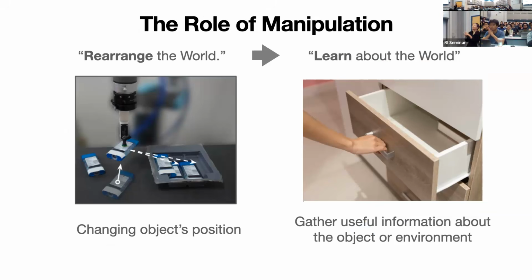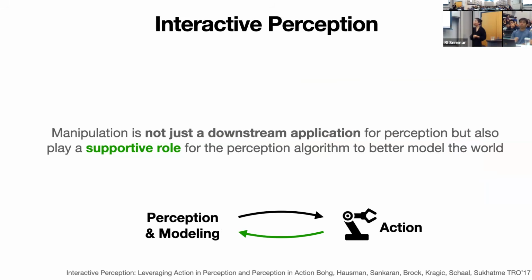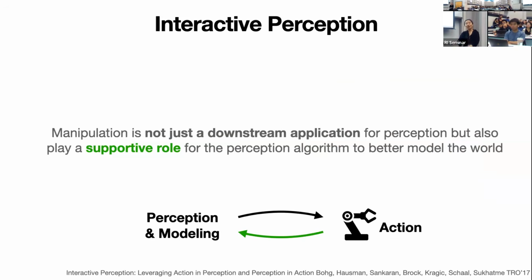Now we're going to look at a slightly different role of manipulation. Instead of just changing the objects, rearranging the world, or changing objects' positions, we're using manipulation as a very useful way to learn about this world. In your daily life, oftentimes you manipulate an object not just to change its position, but to get more information about the object or the environment. Like you open up a drawer just to see what's inside. That's an example.